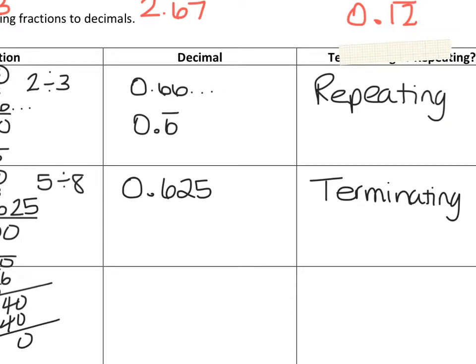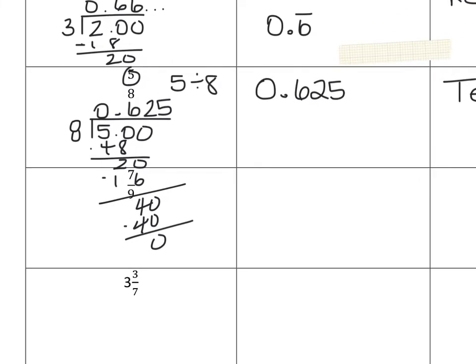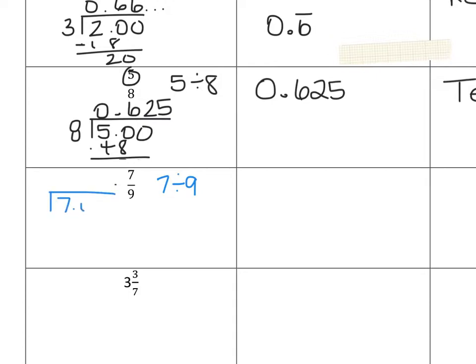So let's take a look at our last example. Let me just erase these marks that I made right here. Oh, sorry, our third example is 7/9. So I'm going to show you a trick with the 9 in just a minute. So again, this means 7 divided by 9. So 7 goes inside, 9 goes on the outside, and we have 0 decimal point.